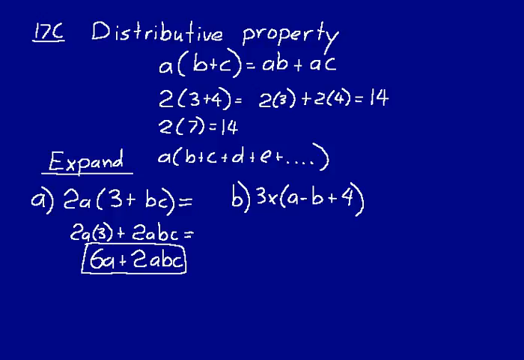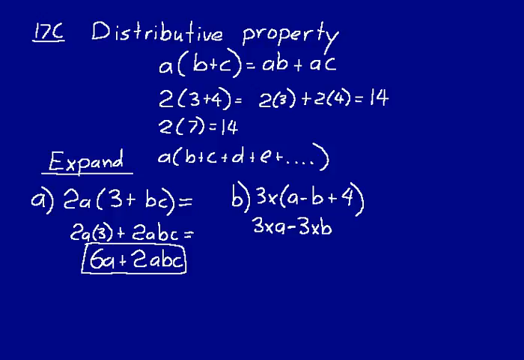Look at practice problem B. Let's go ahead and expand that expression as well. So we have 3x on the outside. Let's multiply that by the a. 3x times a. And then we have 3x times a negative b. And so we can put the negative in front and just say minus 3xb.